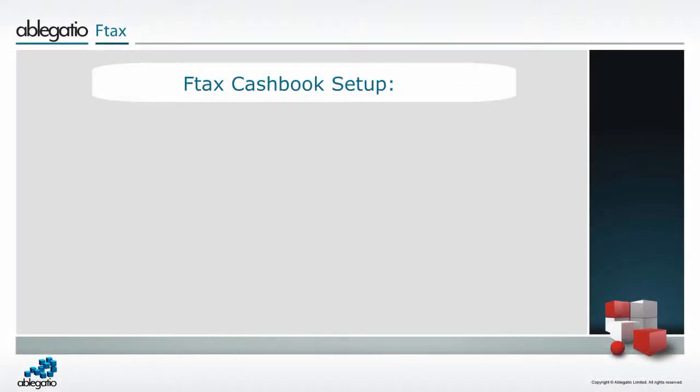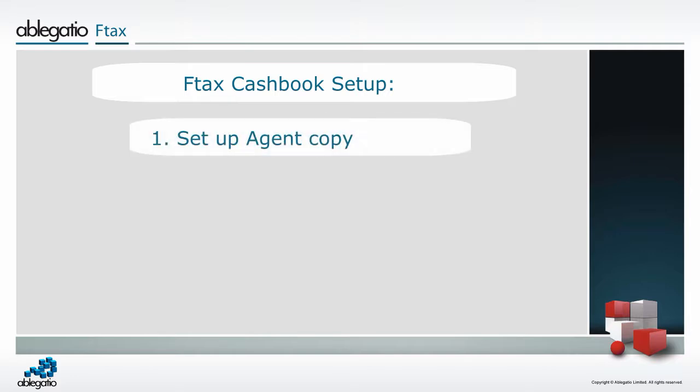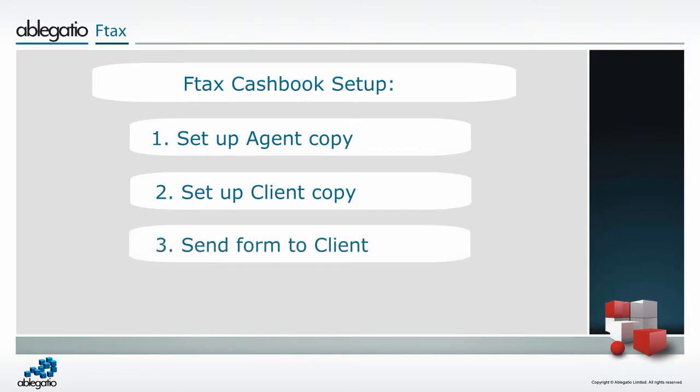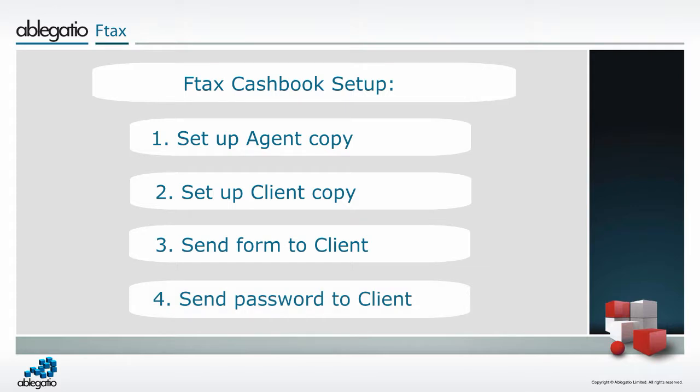To set up Cashbook, you will need to set up an agent copy. Unless you are completing the form entirely on behalf of your client, you should then set up the client copy. Send the client a copy of the form, for example by email, and give the Cashbook password to the client using a different means, for example telephone.